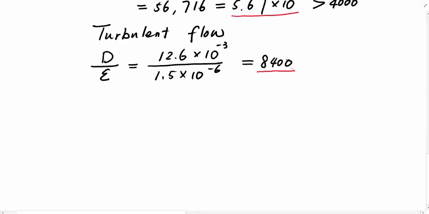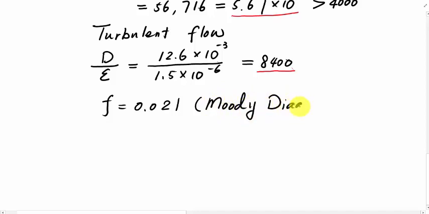So let's write it down here. We read f equals approximately 0.021. And this is from the Moody diagram.